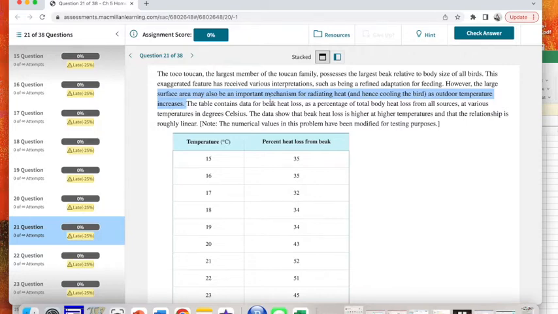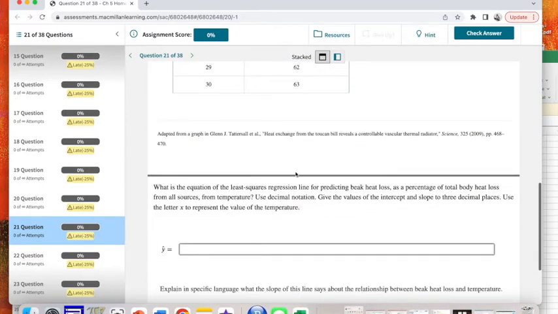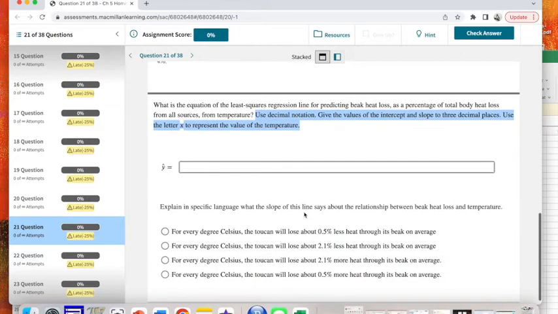The table contains data for beak heat loss as a percentage of total body heat from all sources at various temperatures in Celsius. The data shows that beak heat loss is higher at higher temperatures and that the relationship is roughly linear. So here's our data set. And it's asking me, what is the equation of the least squares regression line for predicting beak heat loss as a percentage of total body heat loss from all sources from temperature? Use decimal notation and give the values of the intercept and the slope to 3 decimal places, and then answer a question below.